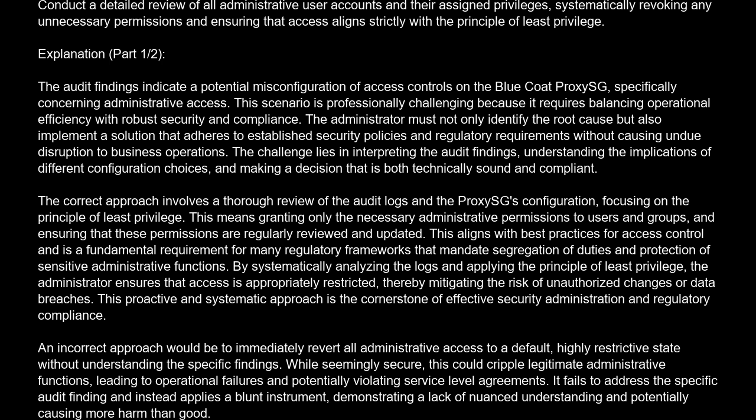An incorrect approach would be to immediately revert all administrative access to a default, highly restrictive state without understanding the specific findings. While seemingly secure, this could cripple legitimate administrative functions, leading to operational failures and potentially violating service-level agreements. It fails to address the specific audit finding and instead applies a blunt instrument, demonstrating a lack of nuanced understanding and potentially causing more harm than good.